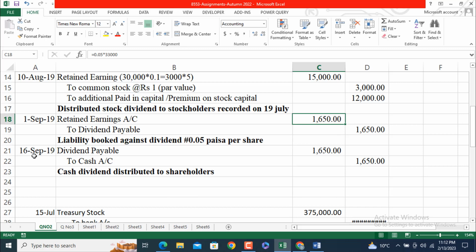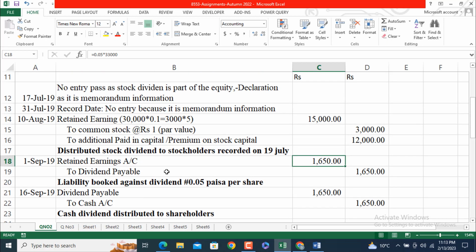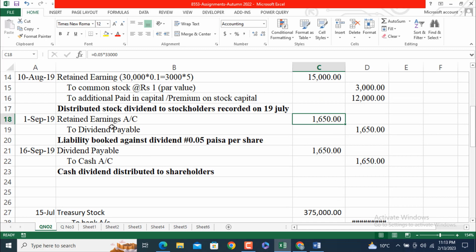So on the 16th September 1919, we are going to distribute this cash dividend to the stakeholders. So what was credited becomes debited, and it will hit the cash account or bank account, if you use your bank account to distribute the cash dividend among your stockholders. So we have mentioned here cash dividend distributed to shareholders 1,650. Might be, because it is already announced, no, it is announced on 13.